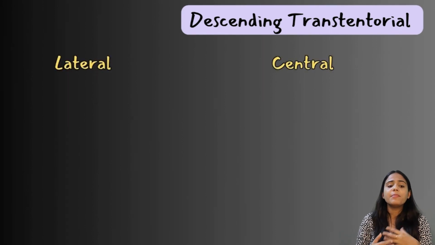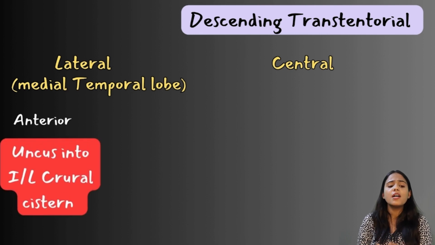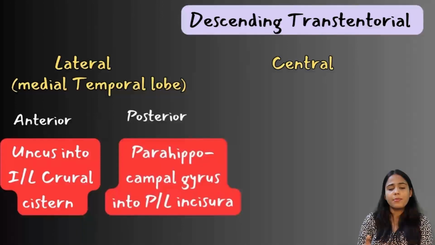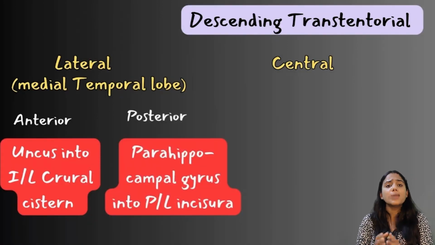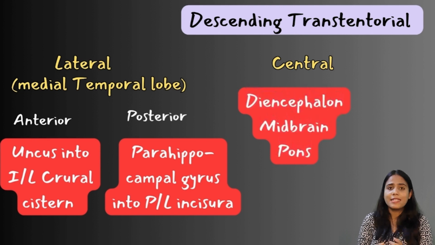Lateral is where the medial temporal lobe descends downwards. Lateral is of the anterior type, where the uncus descends into the ipsilateral crural cistern. In the posterior type, the parahippocampal gyrus herniates into the posterolateral aspect of the incisura. In the central type, the diencephalon, midbrain, and pons descend downwards.